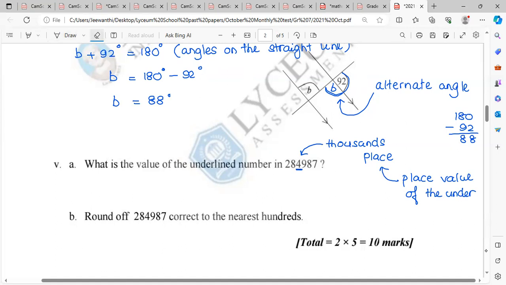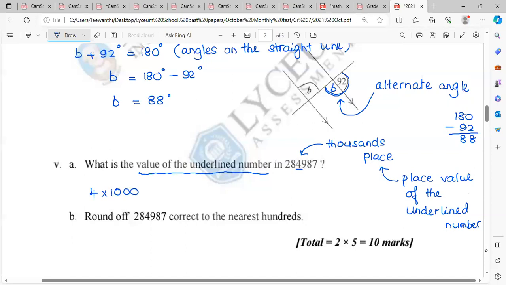So let me turn to the next. Place value of the underlying number. But they are not asking for the place value. They ask for the value of the underlying number. So that should be 4 into 1000. The value will be equal to 4000.